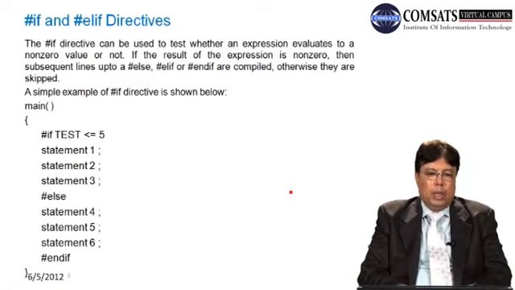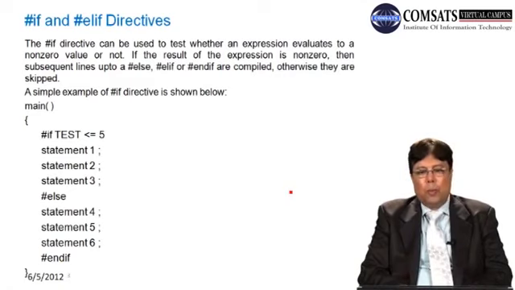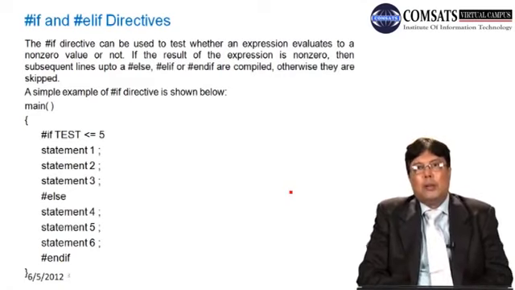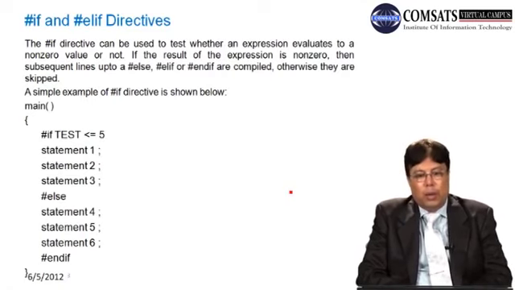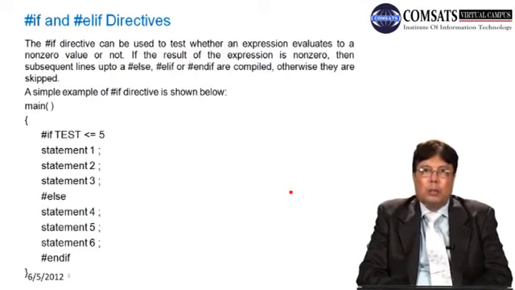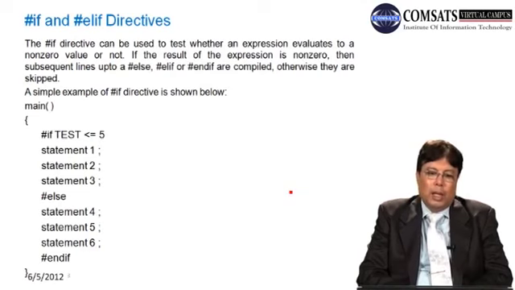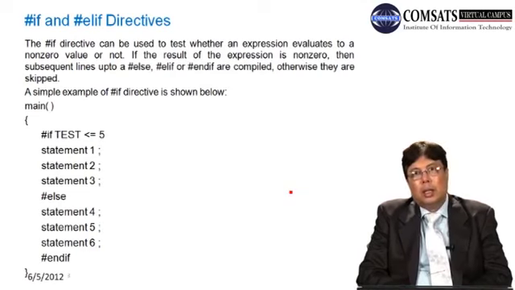So the if directive can be used to test whether an expansion evaluates to a non-zero value or not. If the result of the expansion is non-zero, non-zero means what? True. So if it is non-zero, meaning it is true, then the subsequent lines following the if or else are executed. Otherwise the control comes out of the if structure.